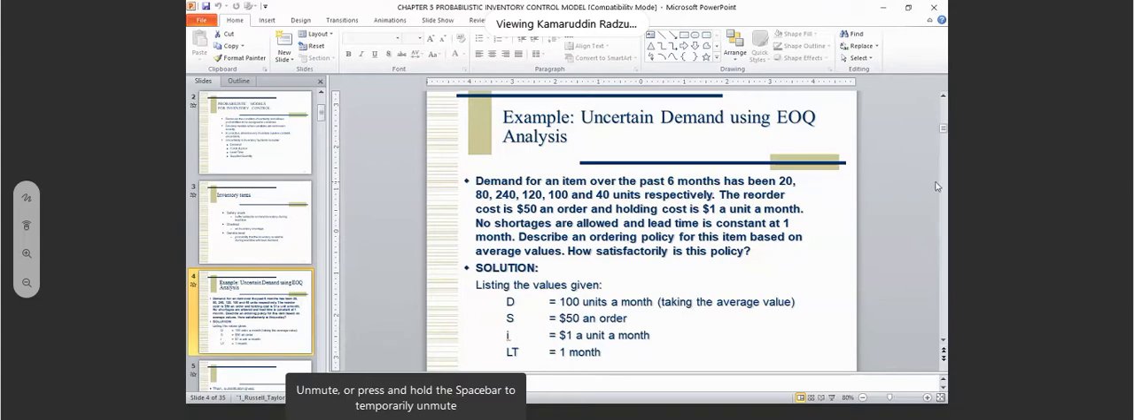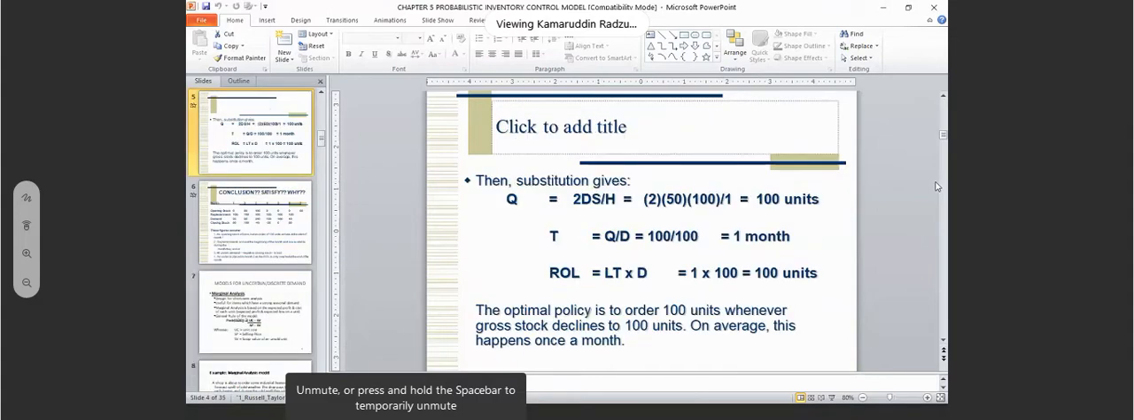So we have a lead time of 1 month. The optimum order quantity will be 100 units based on the given data: 2 multiplied by the 50 ordering cost, multiplied by the 100 average value of demand, divided by 1 ringgit per unit per month, and the square root of this total will be 100 units as the optimum order quantity.